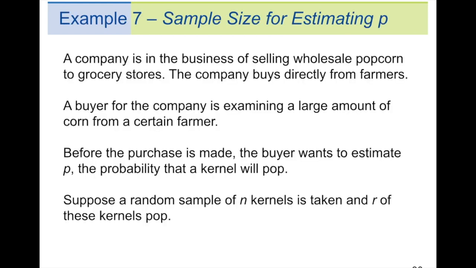A company is in the business of selling wholesale popcorn to grocery stores. The company buys directly from farmers. A buyer for the company is examining a large amount of corn from a certain farmer. Before the purchase is made, the buyer wants to estimate p, the probability that a kernel will pop. Suppose a random sample of n kernels is taken and r of those kernels pop.